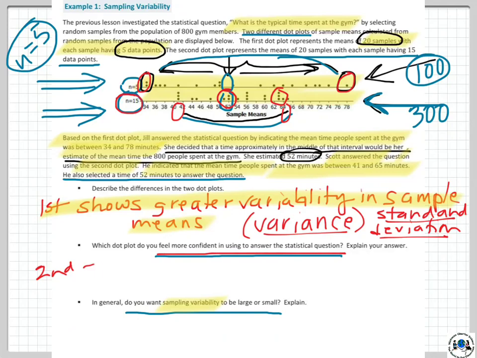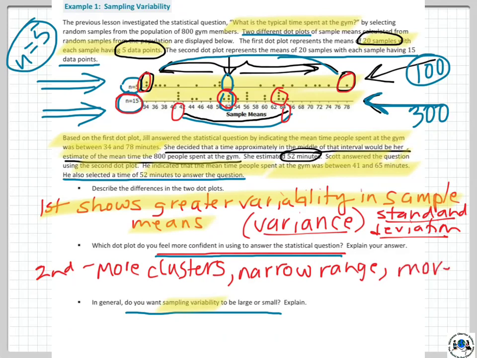So I have more clusters, a more narrow range, and I have more data points, which is really important for me. Again, that was up to you, but hopefully you're starting to see how you'd be a little more confident in that second dot plot.